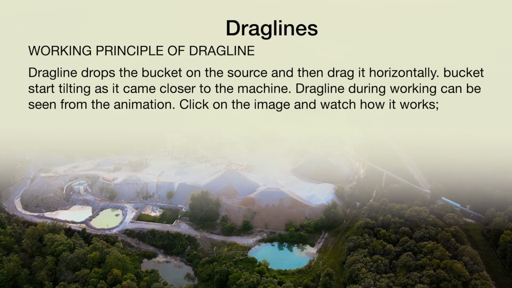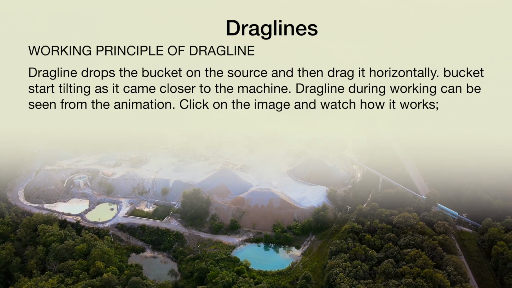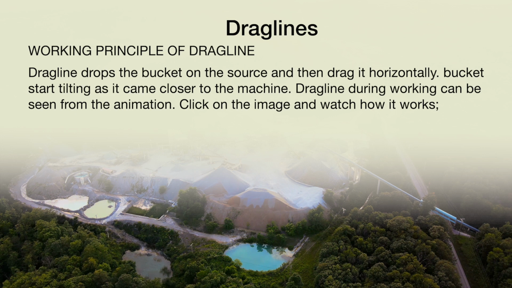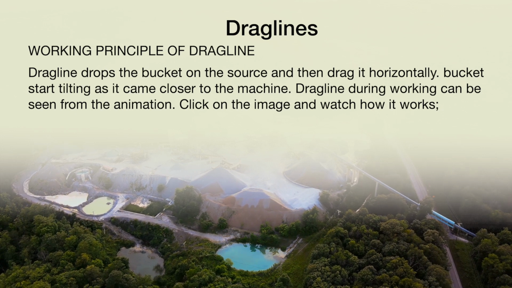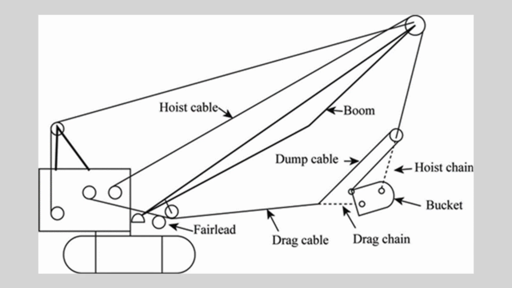The bucket starts tilting as it comes closer to the machine. The dragline during working can be seen from the animation. You can see on the figure the diagram of a dragline, in which you can see where is the bucket, where is the drag chain, where is the drag cable, where is its mounting, like crawler or tire, where is the boom, where is the pulley, etc.